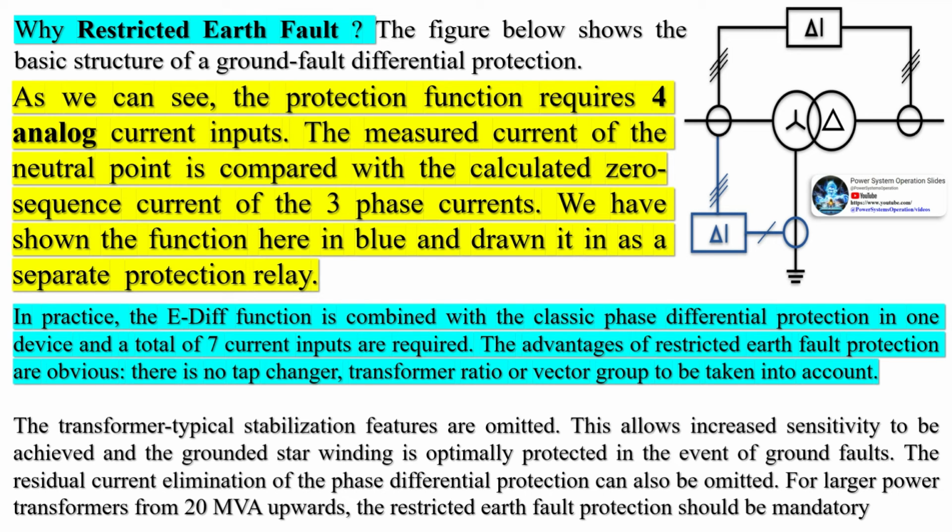The advantages of restricted earth fault protection are obvious. There is no tap changer, transformer ratio, or vector group to be taken into account. The transformer typical stabilization features are omitted. This allows increased sensitivity to be achieved and the grounded star winding is optimally protected in the event of ground faults. The residual current elimination of the phase differential protection can also be omitted. For larger power transformers from 20 MVA upwards, the restricted earth fault protection should be mandatory.